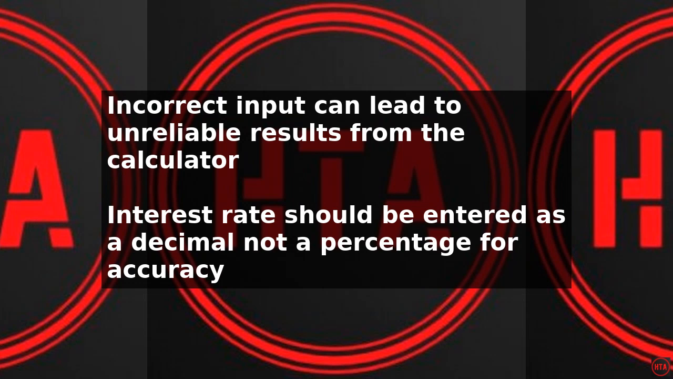One common issue with the TD Bank CD calculator is incorrect input. If the inputs are not accurate, the results will not be reliable. For example, if the interest rate is entered as a percentage instead of a decimal, the calculator will not provide the correct results. Another issue is not considering the compounding frequency. The compounding frequency is how often the interest is added to the principal amount. If the compounding frequency is not correctly selected, the results will not be accurate.